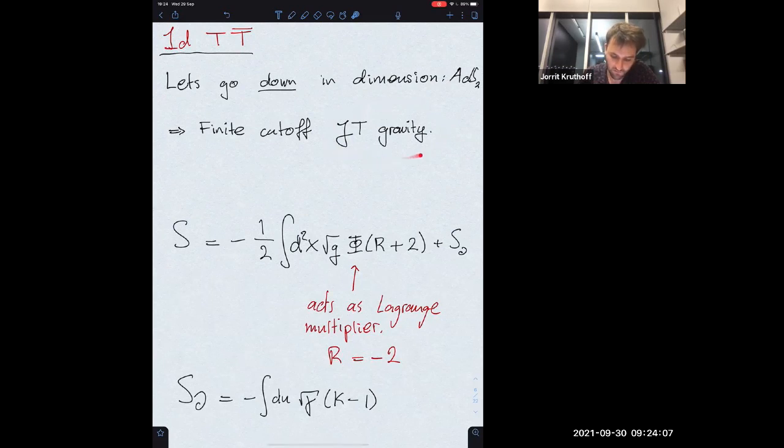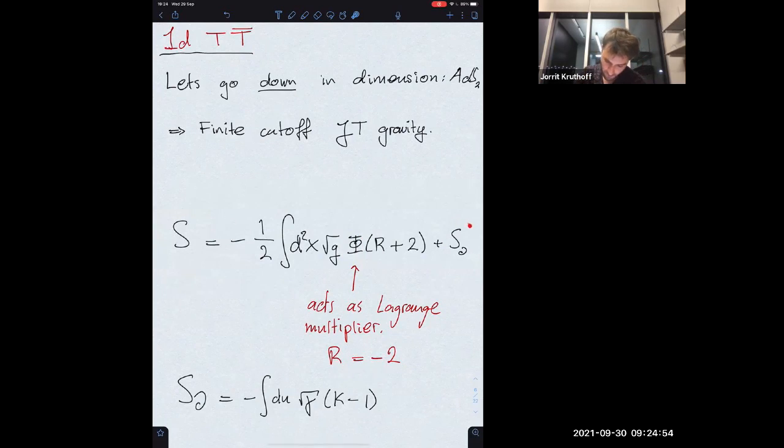JT gravity is a two-dimensional gravity theory that has an action that looks like this. It has a metric, and the R here is the Ricci scalar of that metric. And phi is a scalar field called the dilaton. This dilaton in the bulk acts as a Lagrange multiplier, and it sets the Ricci scalar of the manifold equal to -2. So that means that in this gravity theory, only hyperbolic surfaces contribute. So only R is -2.